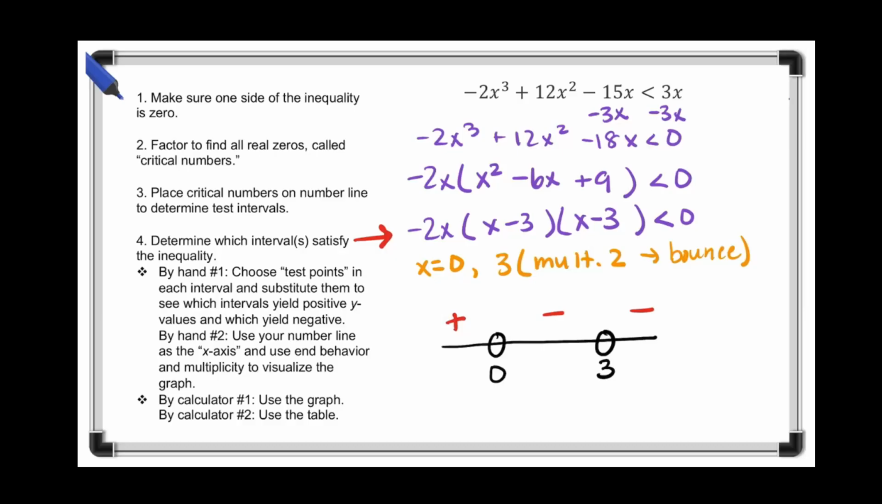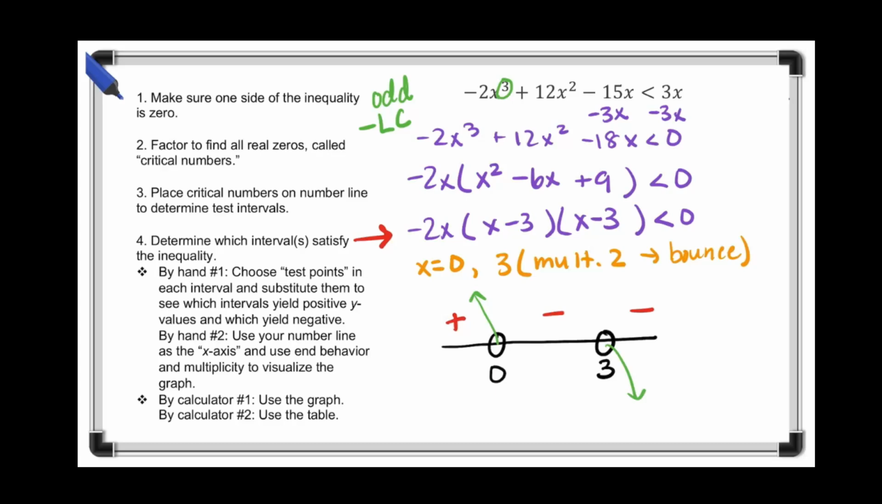So now when you go back and check what your end behavior is, you're going to see you have an odd degree with a negative lead coefficient. So it's the reverse of the other problem that we had. So that means on the left side of your graph, you're going to be pointing up. And on the right side of the graph, you're going to be pointing down.